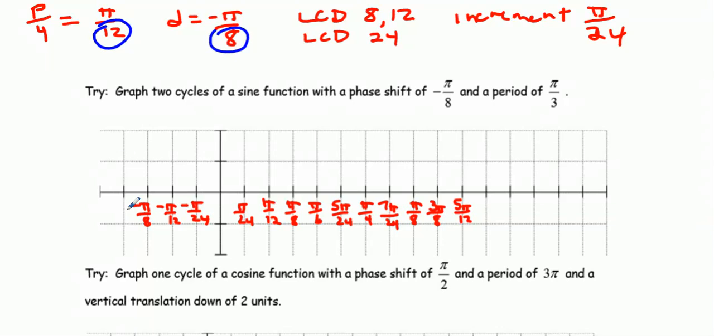Okay, so we have a negative phase shift. So we're going to be plotting our first point at negative pi by 8. It's a sine function. We know sine starts on its equation of its axis, which in this case hasn't been shifted up or down, so it starts on the x-axis. Now, for the second point, we figure out what the quarter period was. We go back to our calculations. Our quarter period was pi by 12.